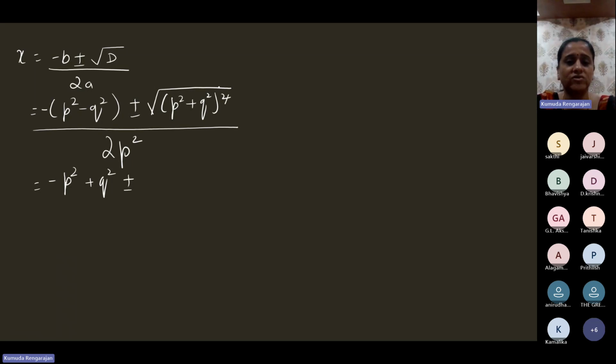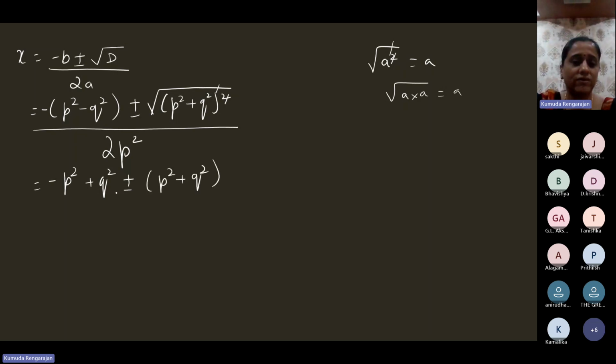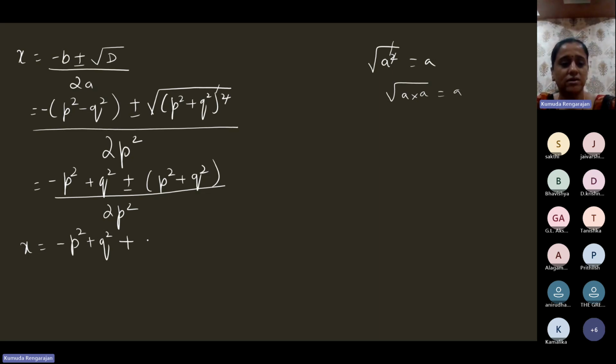So the square and the square root get cancelled. Don't cancel it like this. When you have a square root of a square, the square root of A into A is A. So here it is P squared plus Q squared divided by 2P squared. So X is equal to minus P squared plus Q squared plus P squared plus Q squared by 2P squared.